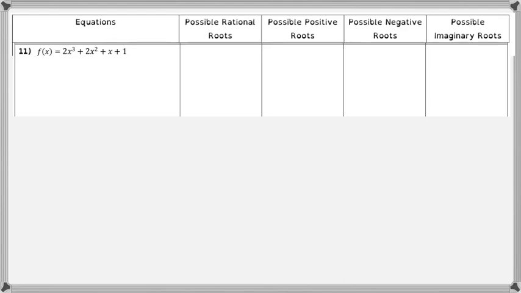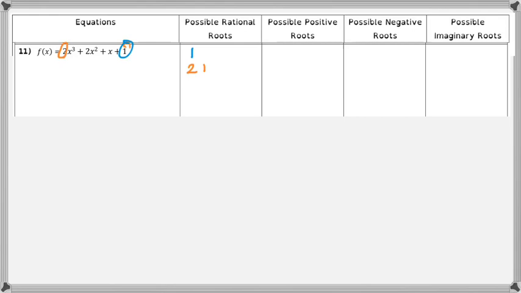Number 11. We're going to start off by finding our possible rational roots. That's when we take and are doing the constant divided by our leading coefficient. And so our constant in this case is a 1. So the only factors of 1 are 1. Our leading coefficient is 2, so 2 and 1. So this is only going to give us 2 possible sets.